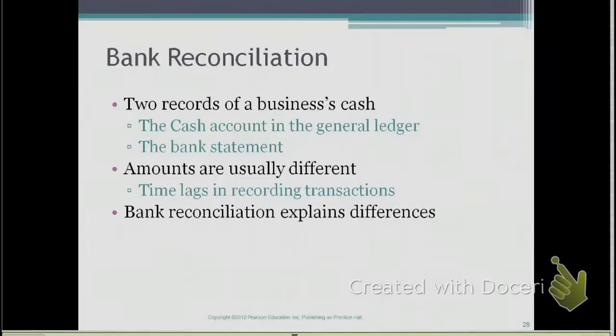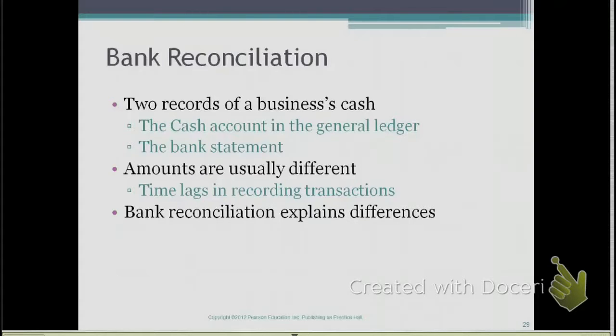Every month, at the end of the month, the bank will send the company a bank statement. That bank statement will have all the cash receipts that went into the account, all the cash withdrawals that were withdrawn from the account, and other items such as bank charges and fees. When the business receives the bank statement, they compare the bank statement to their cash account, their general ledger account. And if the ending balances are the same, that means that every transaction that hit your books has also gone through the bank, and then there's nothing to do.